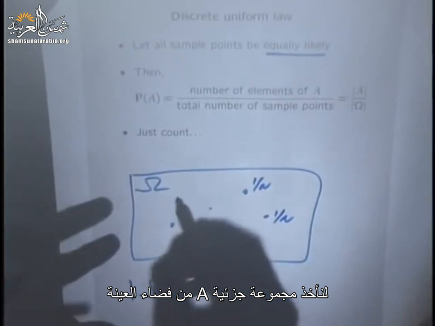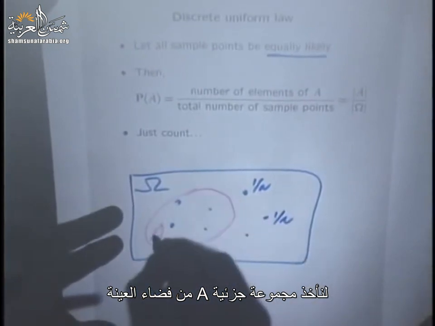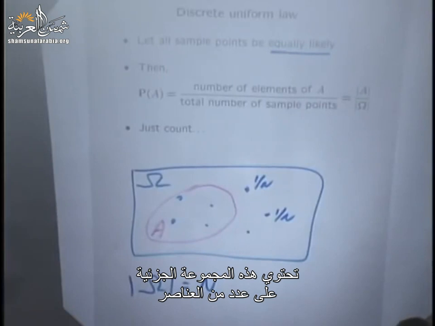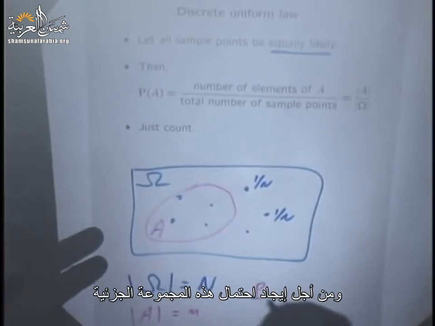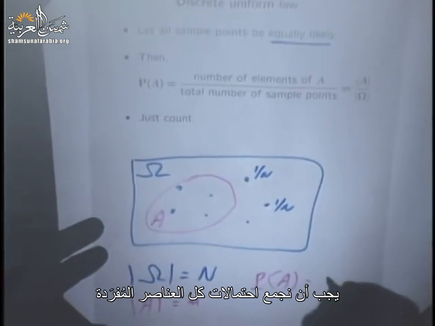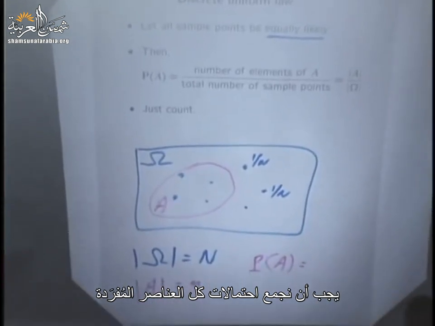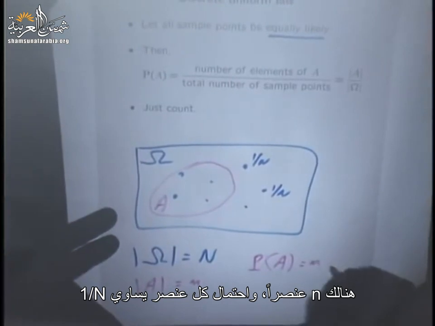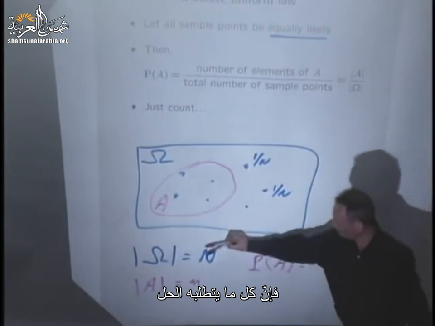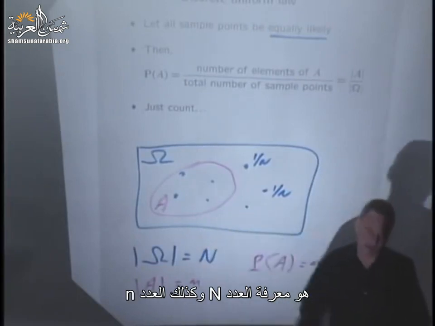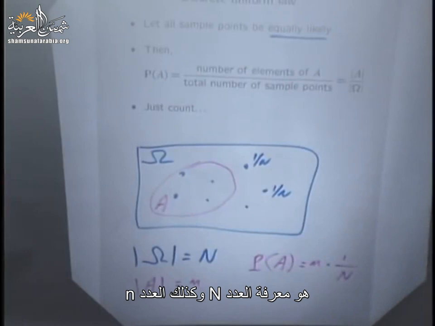And then we're interested in a subset of the sample space, call it A, and that subset consists of a number of elements. Let the cardinality of that subset be equal to little n. To find the probability of that set, all we need to do is add the probabilities of the individual elements. There's little n elements, and each one has probability 1 over capital N. And that's the answer. So to solve problems in this context, all that we need to be able to do is to figure out the number capital N and figure out the number little n.